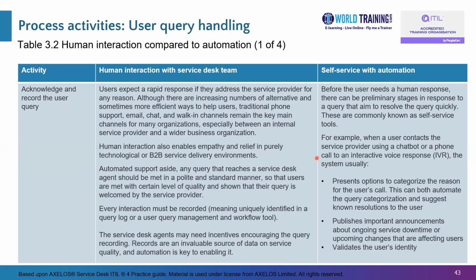Usually for this, we will need a chatbot or an IVR system. And that system should provide options so that the right categorization can be done by the user and they will get the response automatically. This can also be useful for important announcements to be made to multiple users regarding maintenance or downtime information. And because it's automated, the validation can be done right away.